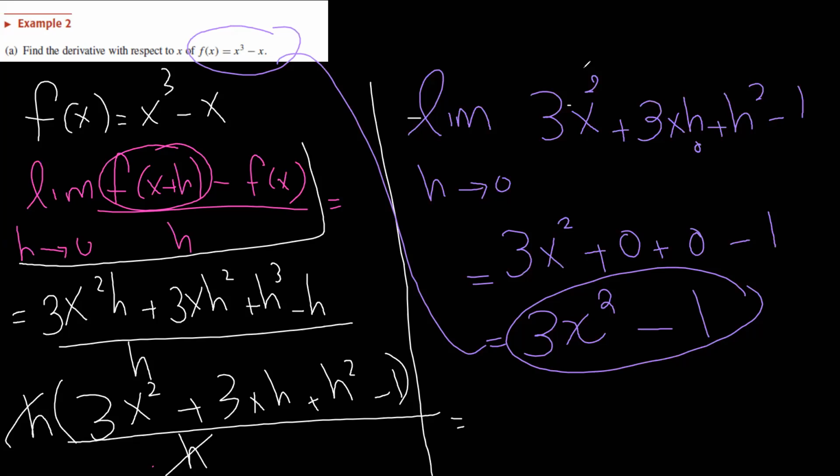Is it clear? Yes. Okay. Now, teacher, how will the 3xh be 0? Because here h is 0. 0 multiplied by 3x is 0. Okay?